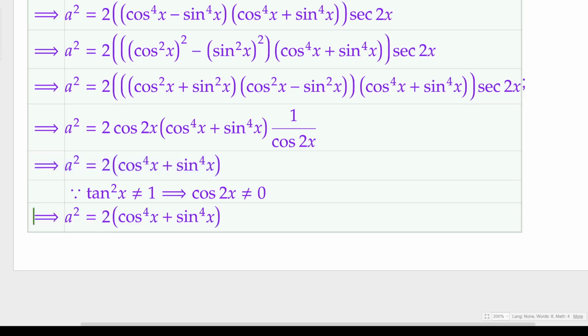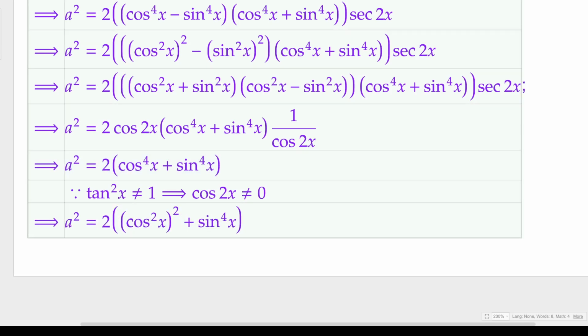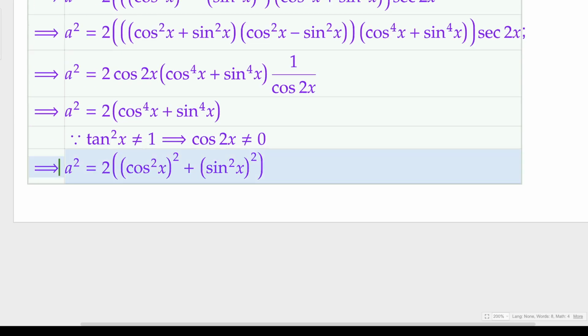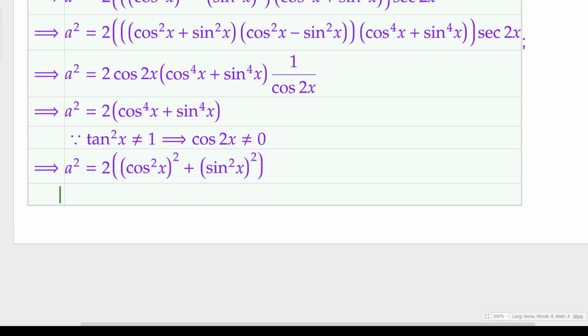So here I'll be applying the identity. First of all, I'll just transform this, that is cos x squared whole squared, and this one sin x squared, and then again on top of this I'll square this one. Now here I'll be applying the identity of a square plus b square.